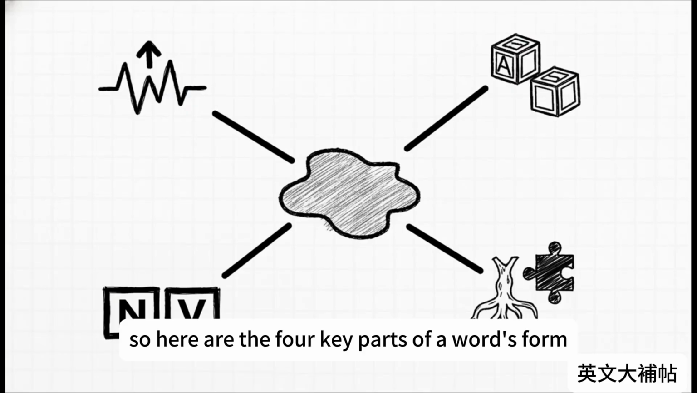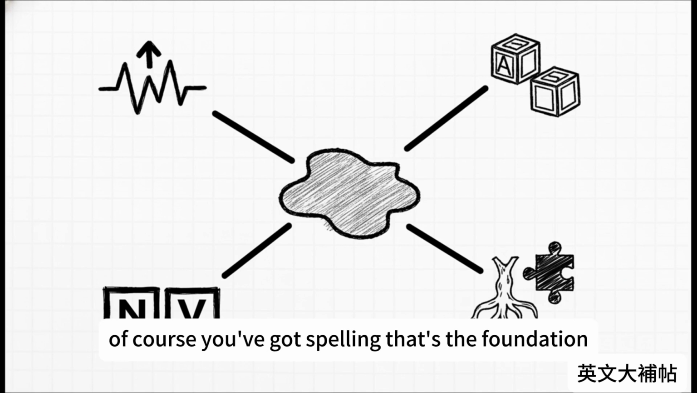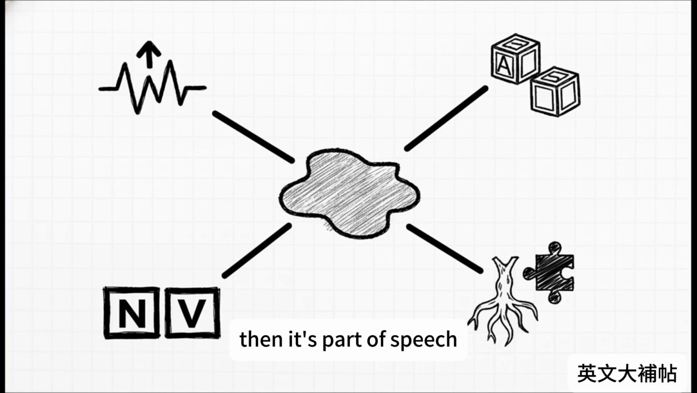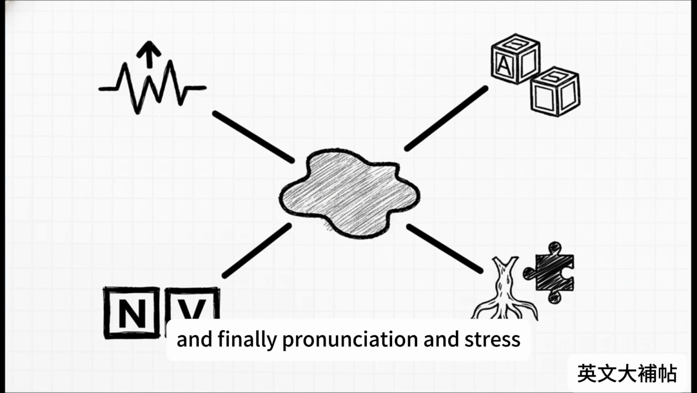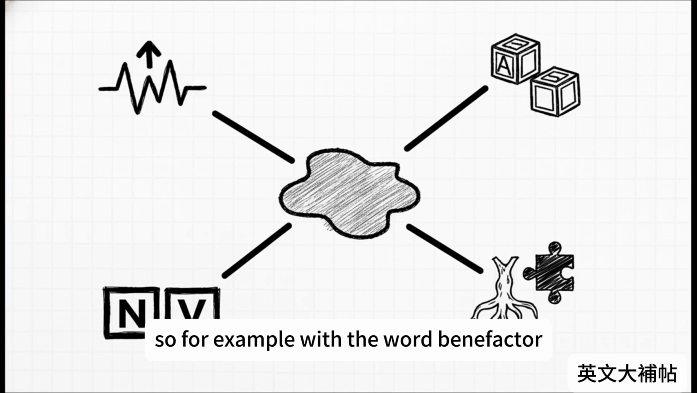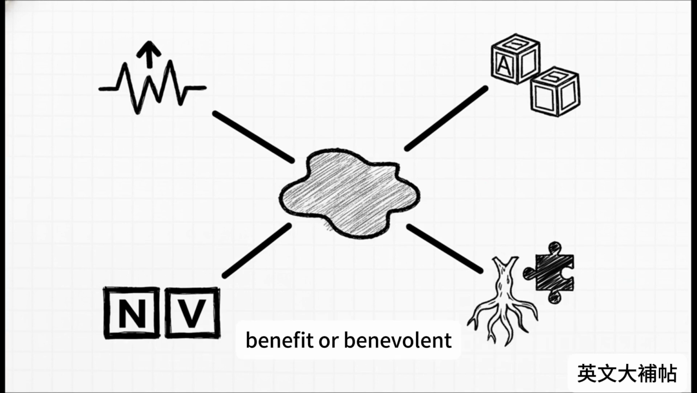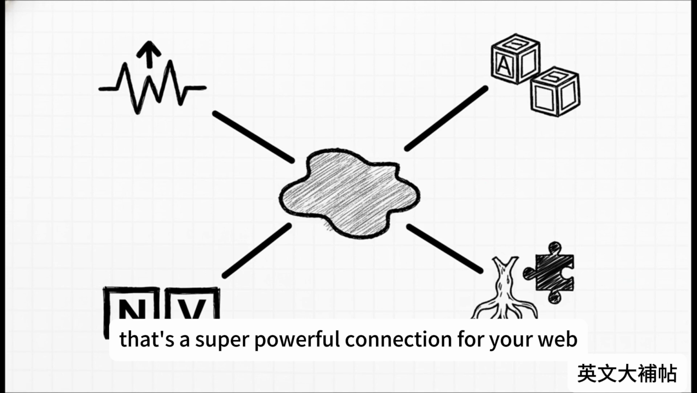So here are the 4 key parts of a word's form. Of course, you've got spelling. That's the foundation. But then you have its roots or prefixes, which are like these awesome little clues to its meaning. Then it's part of speech. Is it a noun, a verb? And finally, pronunciation and stress. So for example, with the word benefactor, if you know the prefix bene means good, you can instantly connect it to other words like benefit or benevolent. Right there, that's a super powerful connection for your web.